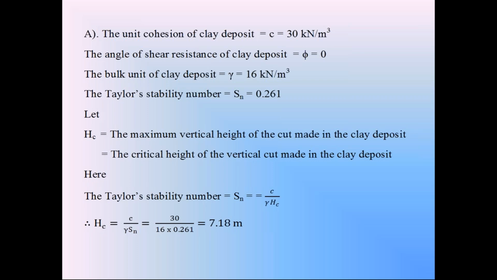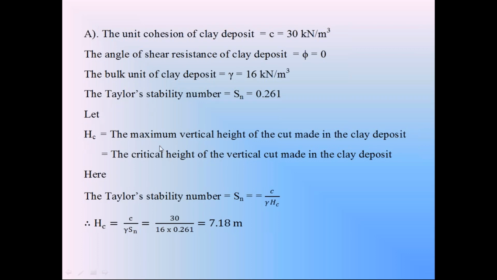We are asked to find the maximum height of that vertical slope in clayey soil. That is the condition of this problem. What is the maximum vertical height of the cut in the clay deposit? In Taylor stability analysis, we call this maximum vertical height the critical height, indicated as HC. So we are going to find this value of HC.